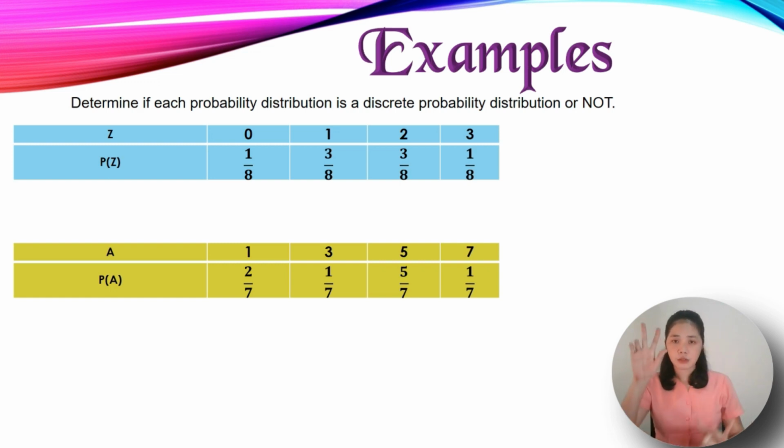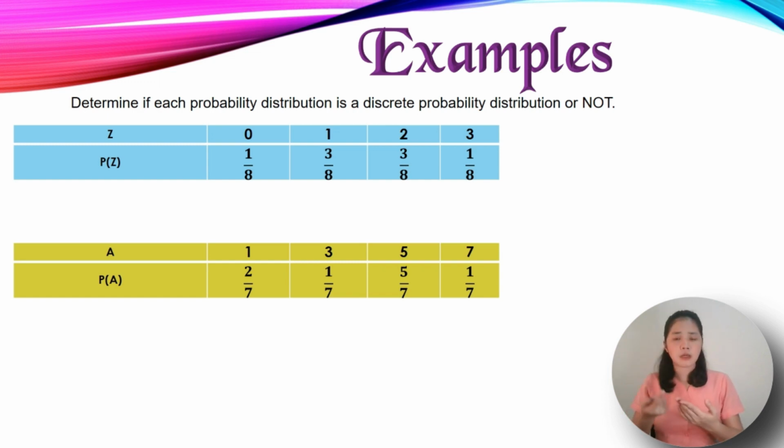1/8, 3/8, 3/8, and 1/8 are between 0 and 1. So it already satisfies the first condition or the first property. The second property is that when we get the summation of the probability, the answer must be equal to 1.